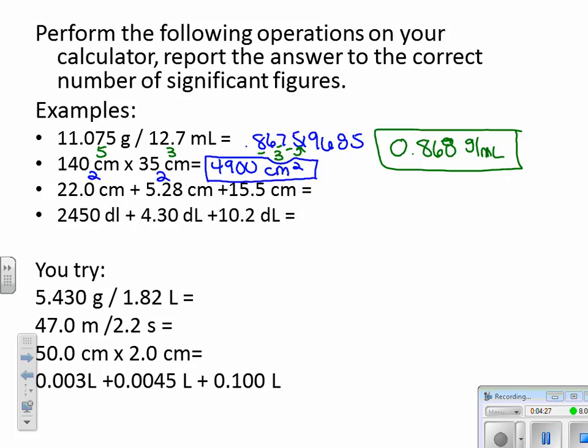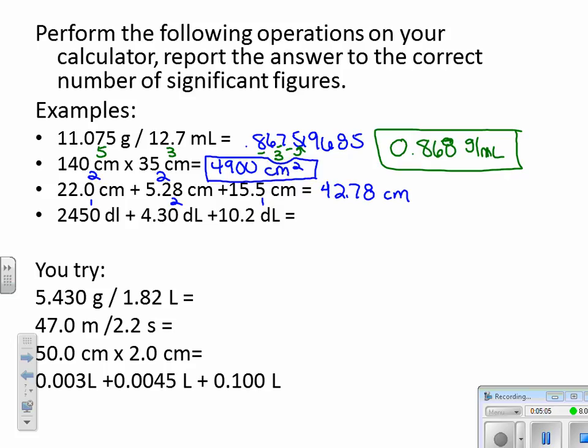Now, in the next example, we're adding. So instead of counting significant digits, we're going to count decimal places. 22.0 centimeters has 1 decimal place. 5.28 centimeters has 2 decimal places, and then 5.5 centimeters has 1 decimal place. We're going to add length plus length plus length. The calculator spits out 42.78 centimeters. Centimeters plus centimeters plus centimeters is centimeters.